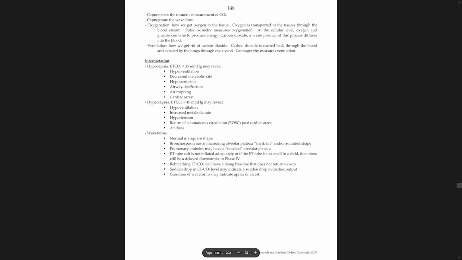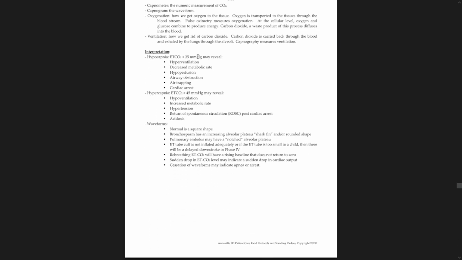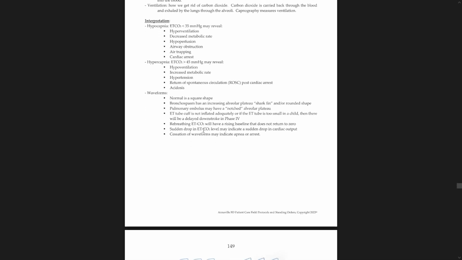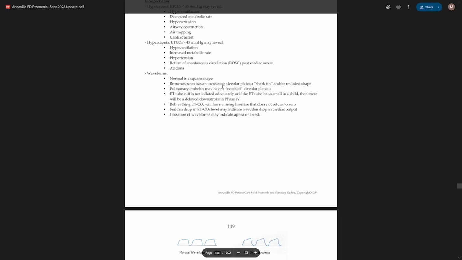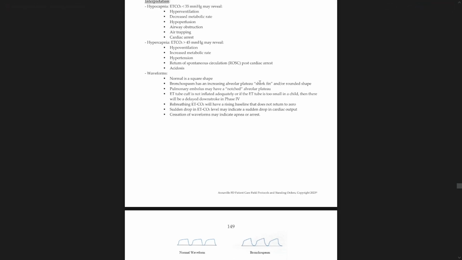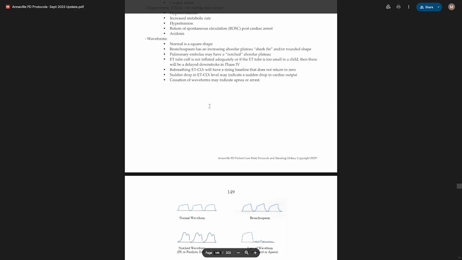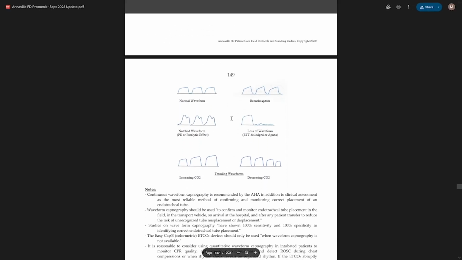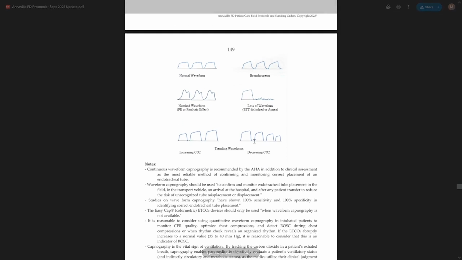And some definitions. Hypocapnia is ETCO2 less than 35 units. Hypercapnia is greater than 45 units. And waveforms, there's a couple different things. Bronchospasm has an alveolar plateau known as a shark fin. Very interesting things. Here are some different waveforms if you want to learn about them.